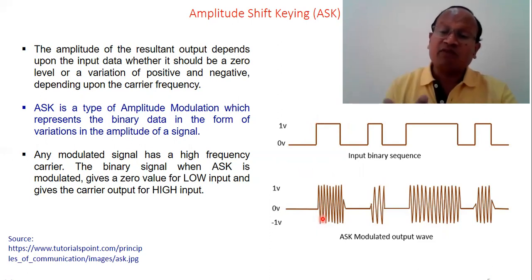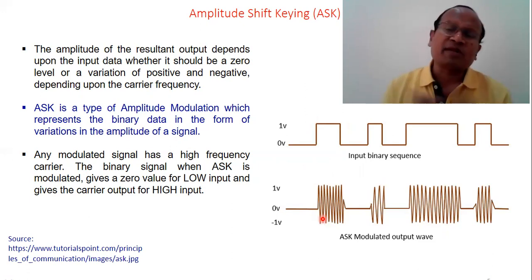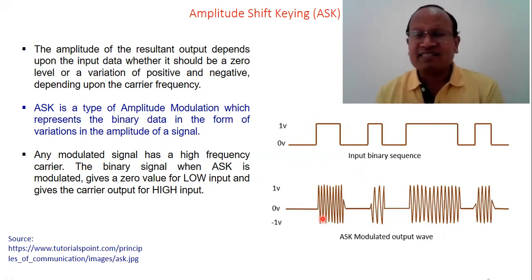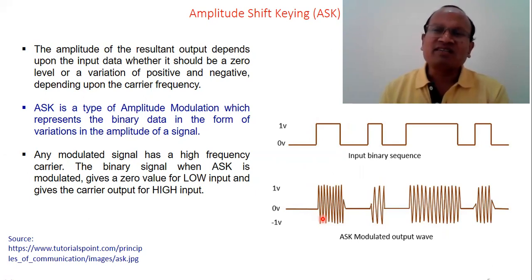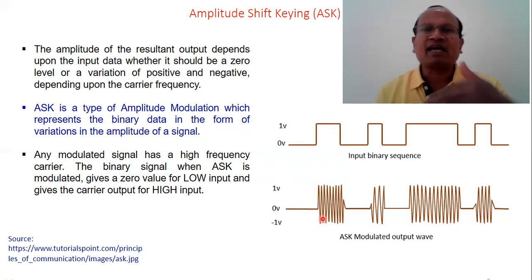So when we receive the signal at the receiver, after recovering the signal, whenever we get high amplitude, the receiver understands ones are present. And whenever it doesn't receive any amplitude, it understands there is a presence of zeros. So zeros and ones are interpreted at the output by detecting higher and lower amplitude respectively. So the amplitude of the resultant output depends on the input data.